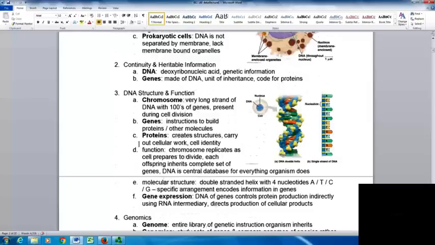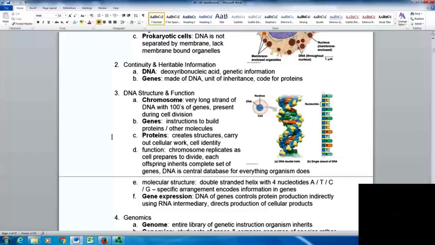What we see in life is things are going to be heritable, and we see continuity between generations. This is going to be possible because of your DNA, your deoxyribonucleic acid, that's your genetic information. Genes are made of the DNA. They are the unit of inheritance. They're going to code for the proteins. The proteins are going to make up the structures. So when you're going to get similar instructions to make similar structures, they're going to end up very similar, hence giving you the continuity.